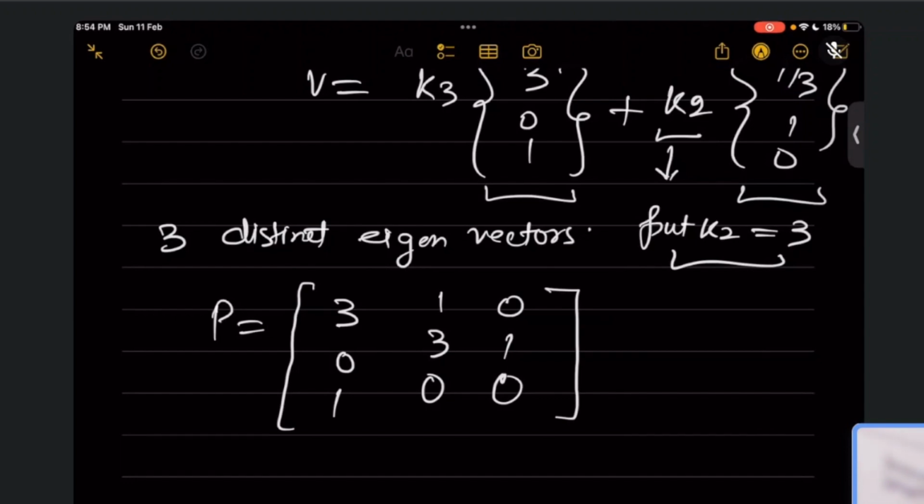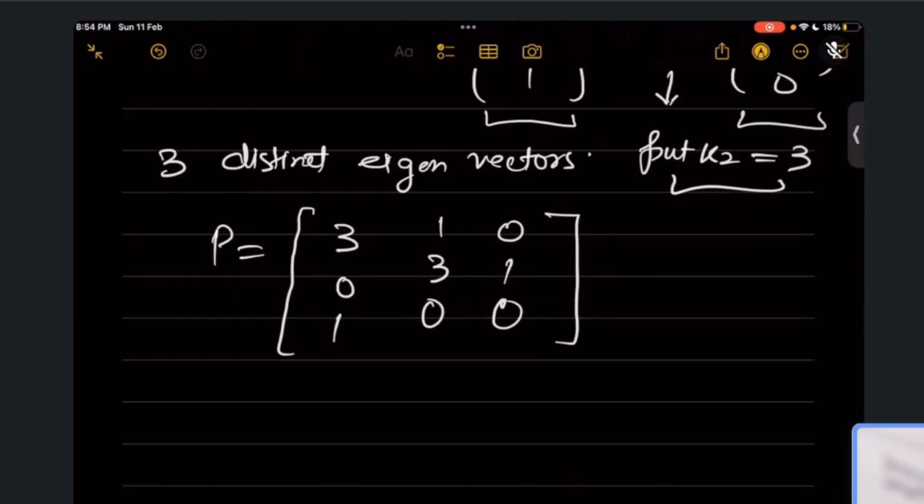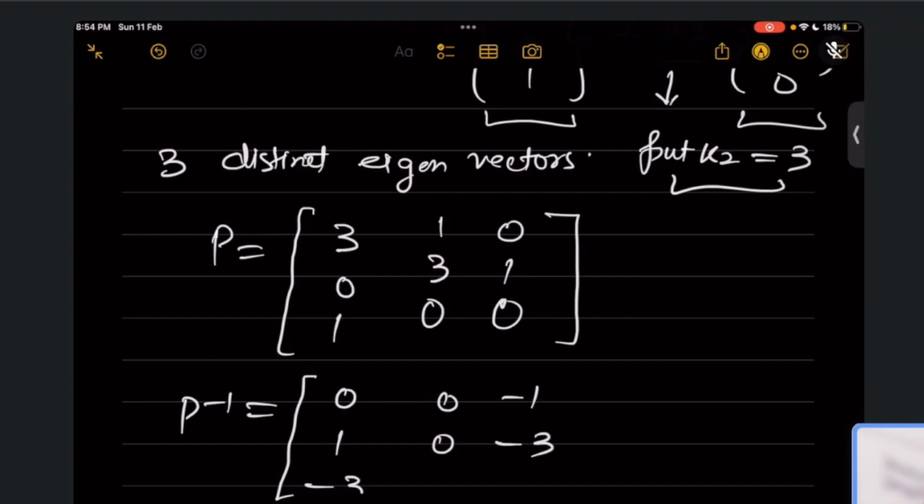Yes. Model matrix again. Now P inverse you can find on your own, and right now it's going to take time, so I will quickly write it down. It is coming out to be 0, 0, minus 1, then 1, 0, minus 3, minus 3, 1 and 9.